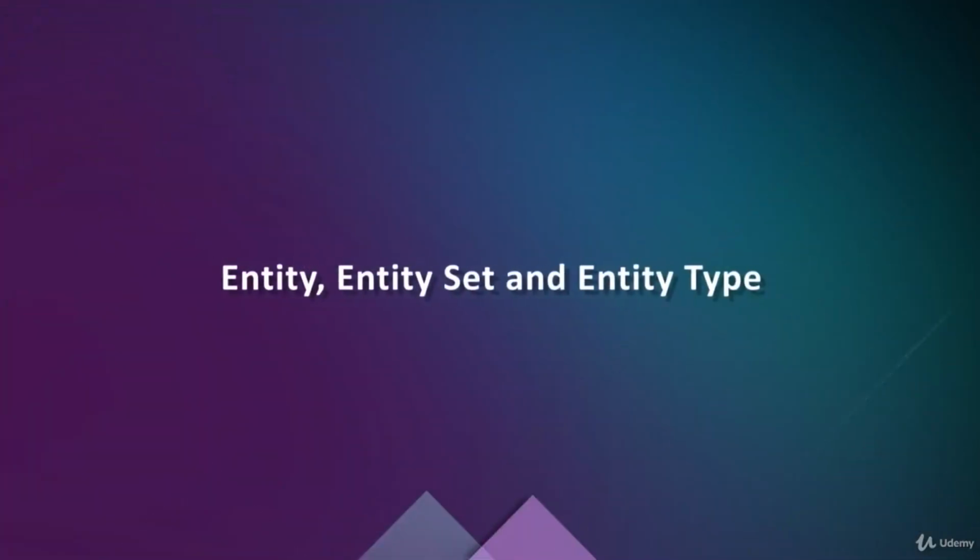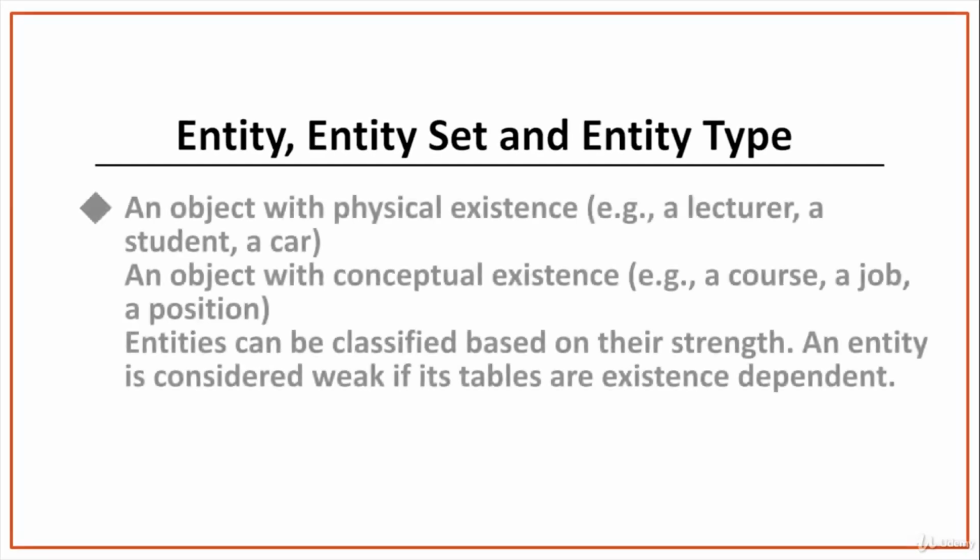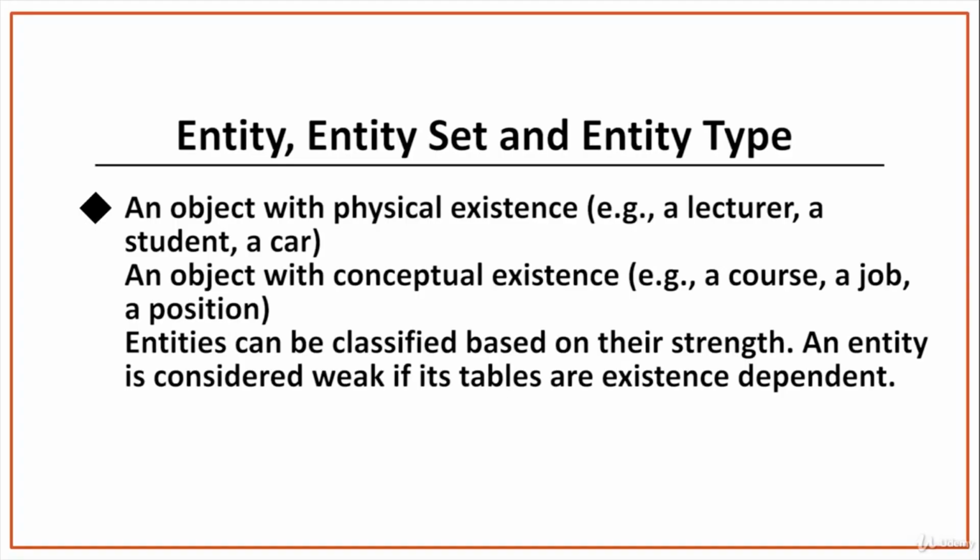Entity, entity set, and entity type. An entity is an object in the real world with an independent existence that can be differentiated from other objects. An entity might be an object with physical existence, example, a lecturer, a student, a car, or an object with conceptual existence, example, a course, a job, a position. Entities can be classified based on their strength. An entity is considered weak if its tables are existence dependent.